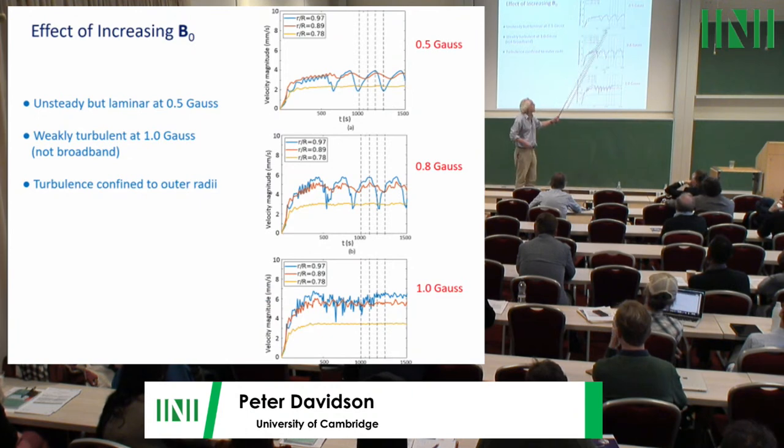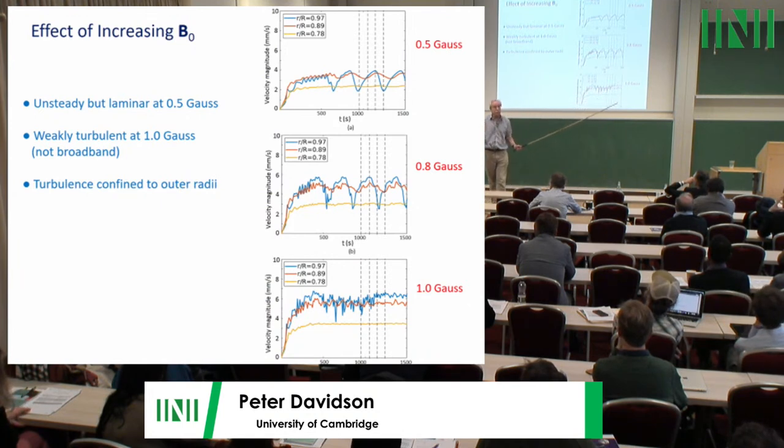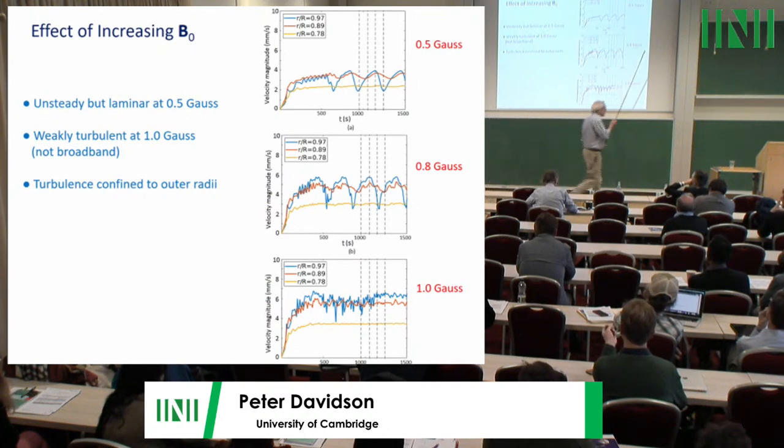It's not turbulent, but it's lots of fluctuations at half a gauss, but only in the outer Stewartson layers, not in the bulk. This is at 1 gauss. Now we've got some turbulence, weak turbulence. It's not broadband, but definitely turbulence, clearly chaotic, but only in the outer regions, only in the Stewartson layers. It's fairly quiescent in the bulk.